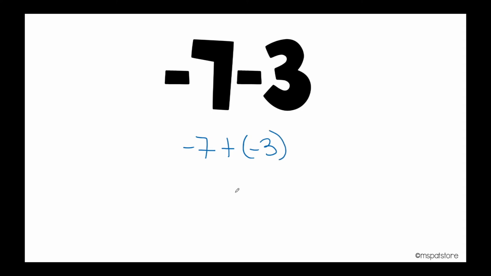Now you need to analyze this addition. From other videos about adding integers, you already learned that when they have the same sign, you need to add them and keep the sign that they have in common. So 7 plus 3 is 10. And then you keep the same sign, negative 10.